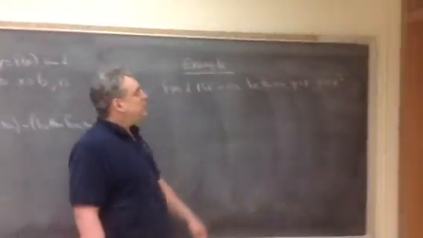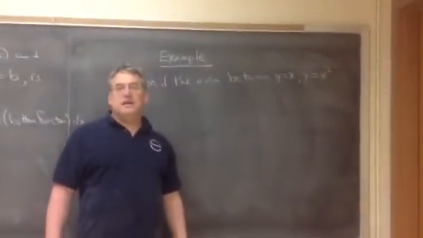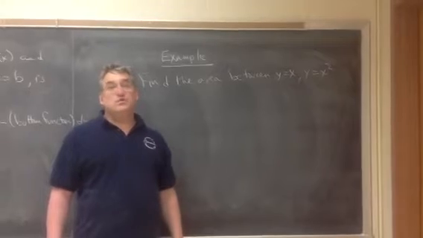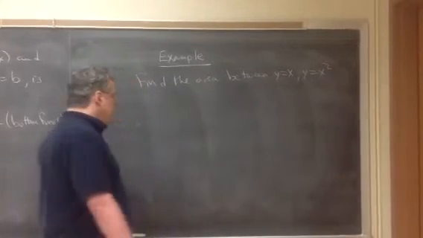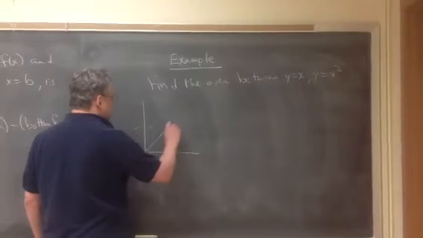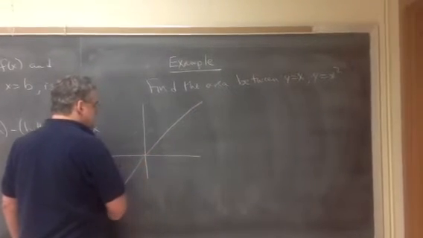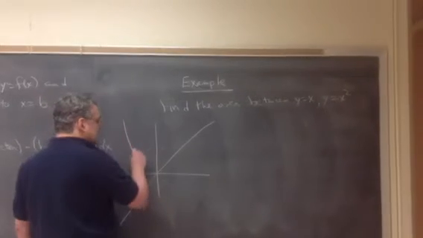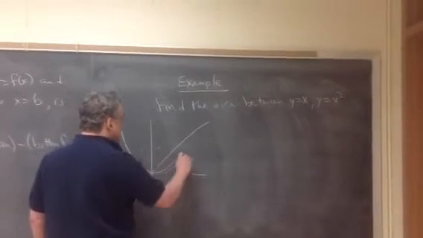So find the area between y equals x and y equals x squared. As I said in the formula, we need to know which one's the top one. So we'll draw a picture. These are easy functions. And there it is. There's one of them. That's y equals x. Here's the other. You don't have to be perfect at drawing.